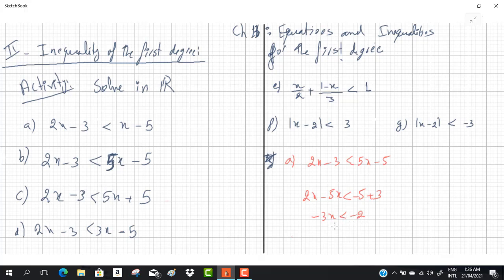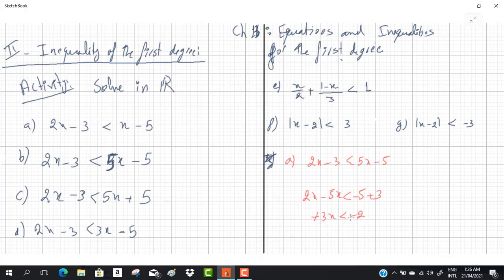Always if you divide by minus, multiply by minus, or simplify by minus, you have to inverse the sign of comparison. Here if you take minus 3 to the denominator, it means if you divide by minus 3 you have to inverse the sign of comparison. يعني هي less than but تصير greater than. It's very important كمان, we should know it always. When you multiply by minus, divide by minus, simplify by minus in any inequality, you should inverse the sign of comparison. Minus 3x less than minus 2.